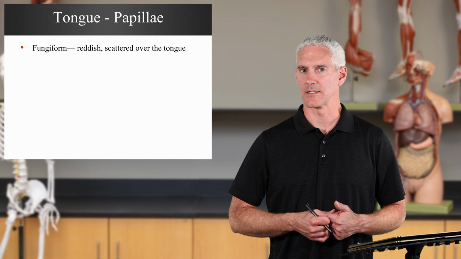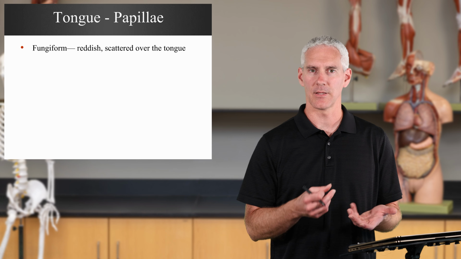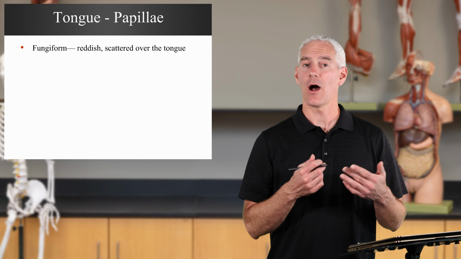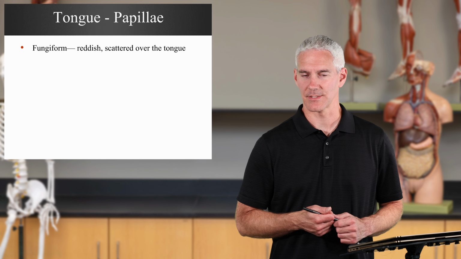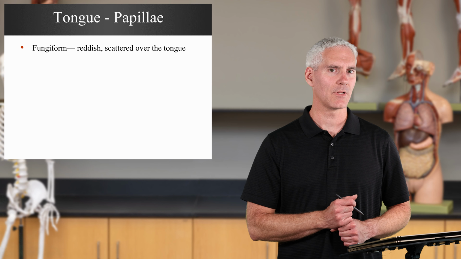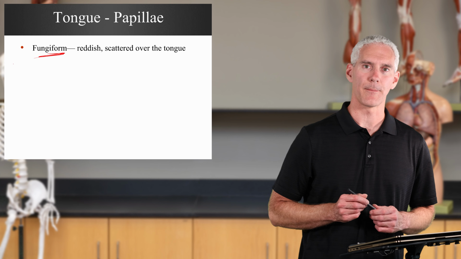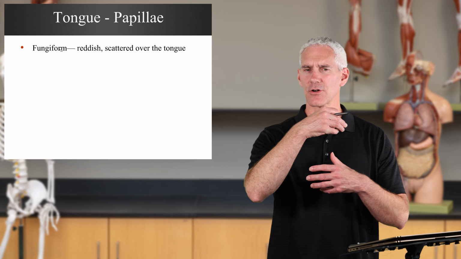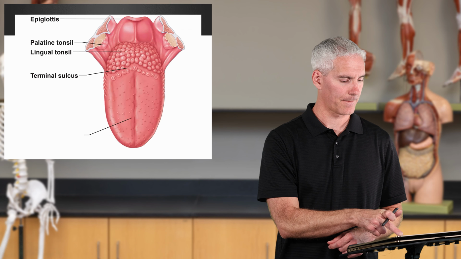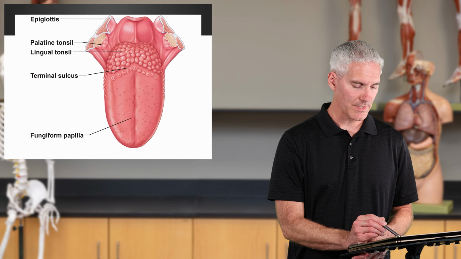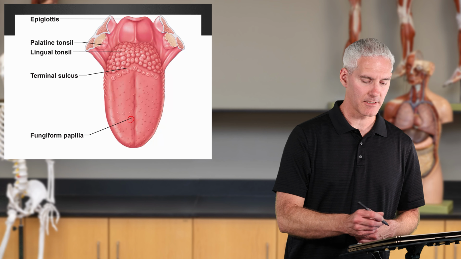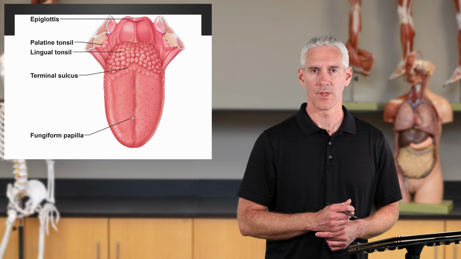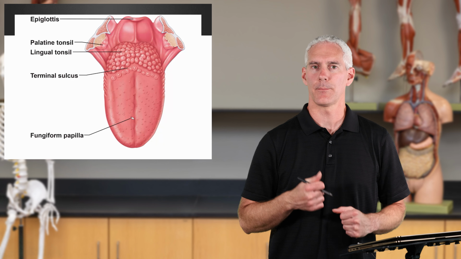Now, on the tongue, there are different papillae or little bumps. Of these papillae, some contain taste buds. The first papilla is going to be this fungiform papilla. Now, the fungiform papilla is scattered all over your tongue. What you're seeing is each one of these little bumps, that's going to be a fungiform papilla. So they're scattered all over the visible part of your tongue.